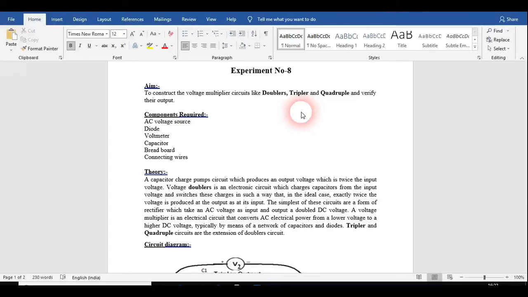So what is a voltage multiplier? It is an electronic circuit that delivers an output voltage whose amplitude or peak value is 2, 3 or more times greater than the peak value of the input voltage.